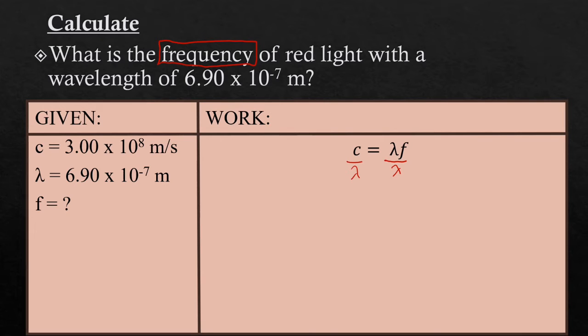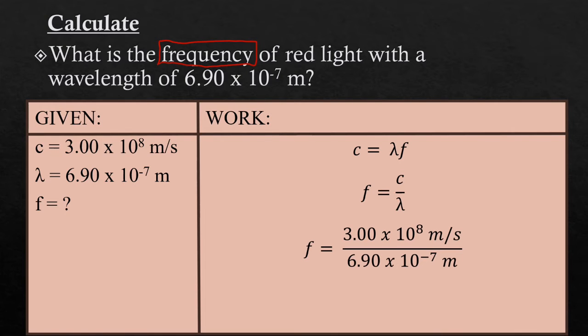And when I do, wavelength cancels out, and I get frequency equals C divided by wavelength. Once I have that variable isolated, I'm going to plug in the numbers. So C was 3 times 10 to the 8, and wavelength was 6.90 times 10 to the negative 7. Meters cancel out, so I'm left with inverse seconds as my unit. I divide the two numbers and I get this value here.